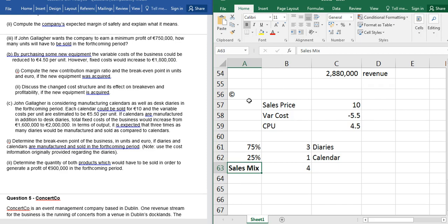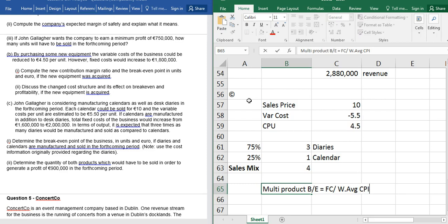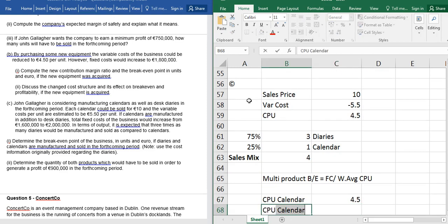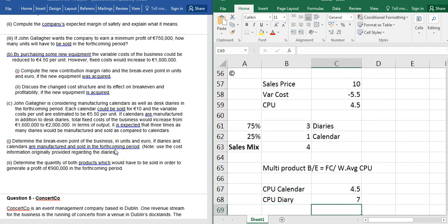And how you do a multi-product break even is, your fixed cost as normal over your weighted average CPU. So what's the weighted average CPU based on your sales mix? You get the weighted contribution. We know the contribution per unit for the calendar is 4.5. We know the CPU for the original diary. So remember, we're using the original information here, as you're told in the question. That is 7. And you're going to sell 25% calendars, 75% of your mix will be the diary.